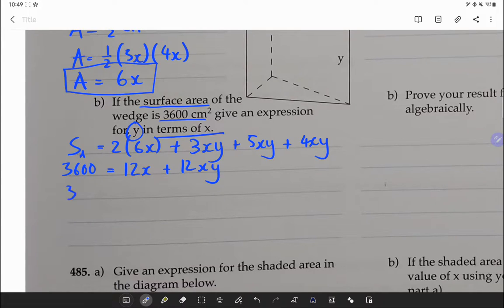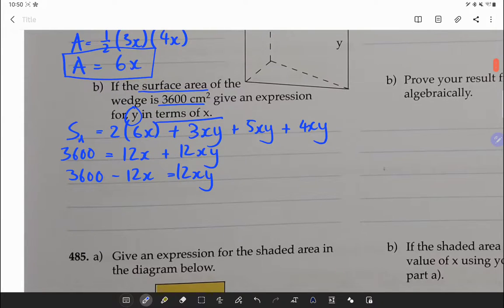So let's just move everything along. I'm going to say 3600 minus 12x² equals 12xy. Right? I've moved this fella along by doing that. Oh, and I can also see that I can divide it all by 12. Let's do that. Let's get rid of the 12. Let's divide both sides by 12. I get 300 minus x² equals xy.